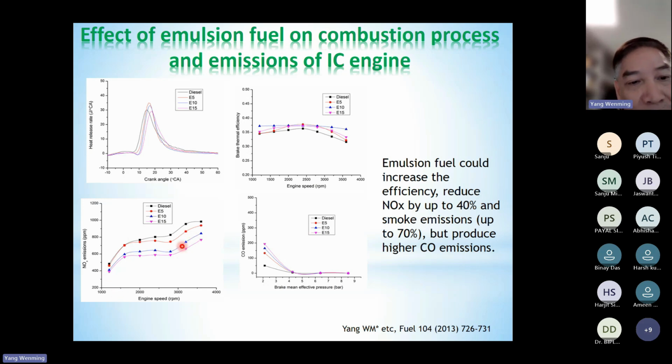Okay, so next one is the NOx emission. NOx emission has been significantly reduced. This is diesel fuel, E5, E10, and E15. So you can see the E15 has the biggest reduction, right?